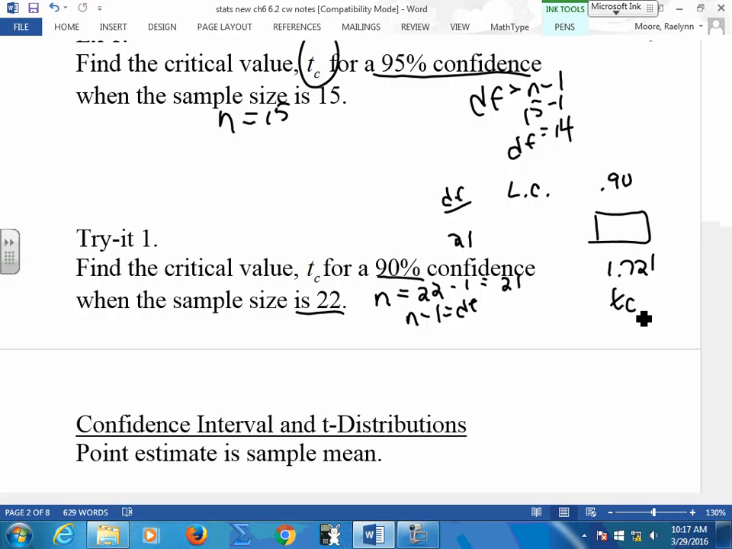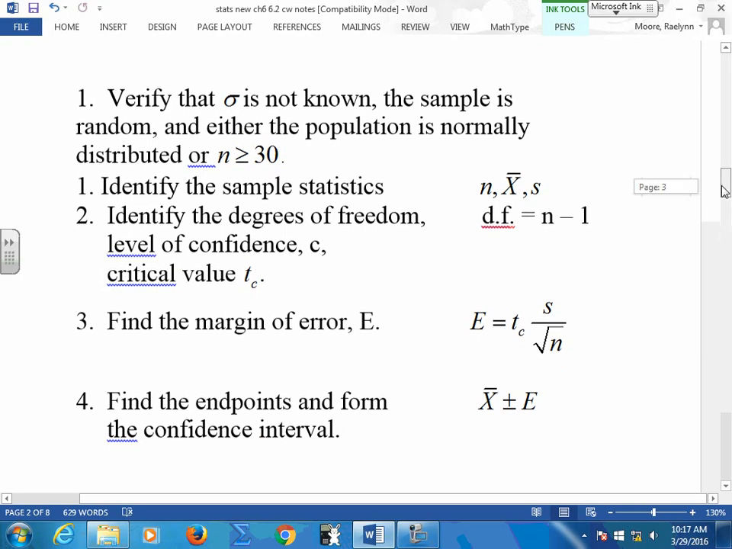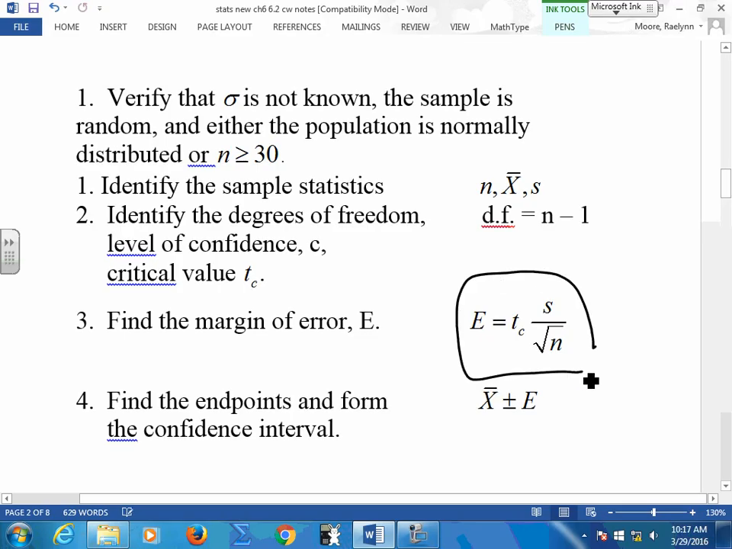Now, when do we use this guy? We're going to put it into your formula. Here's your formula. Your other one used to say ZC. I no longer have a ZC. I no longer have a population standard deviation. I do have a sample size. This is your sample size. This is not your DF. But there's your TC that you just found. That's how easy this is.